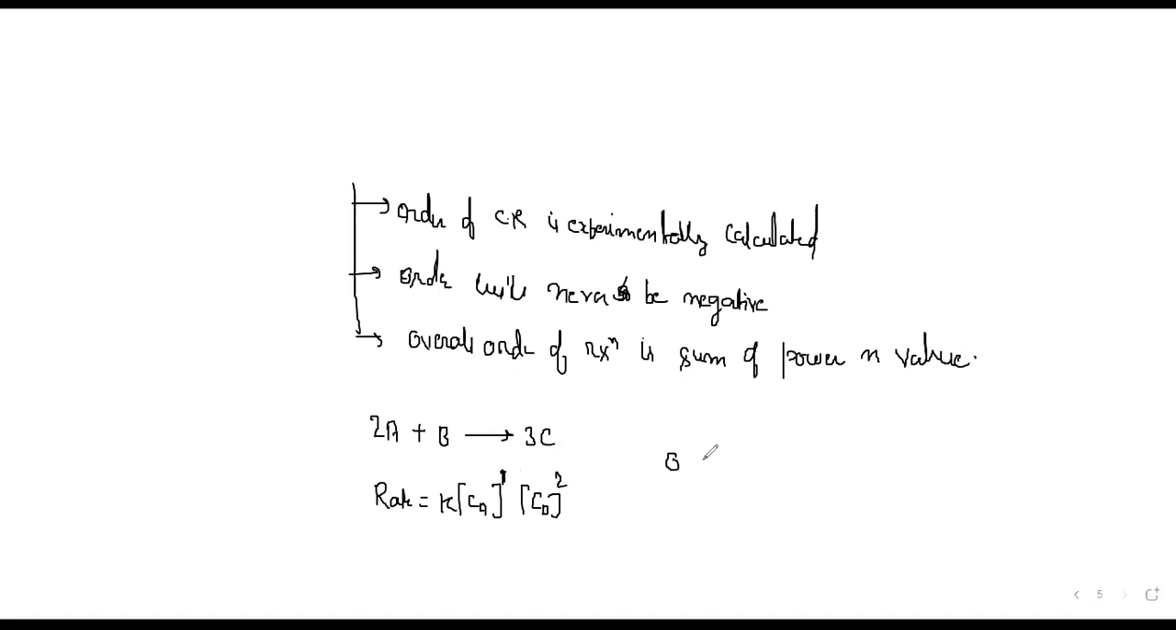What is the order of reaction? The order of reaction will be 1 plus 2, which equals 3. The order of the chemical reaction is 3. The summation n1 plus n2 is equal to the order of reaction. Write down this.